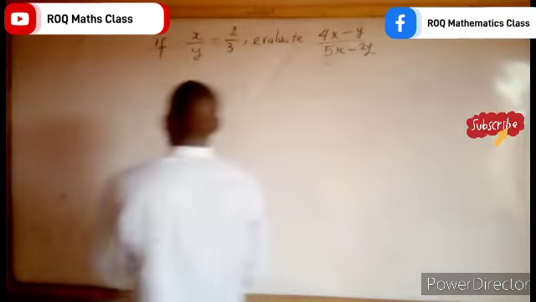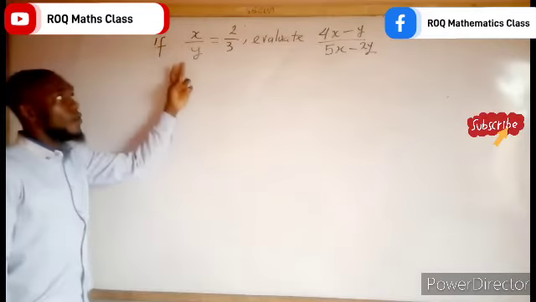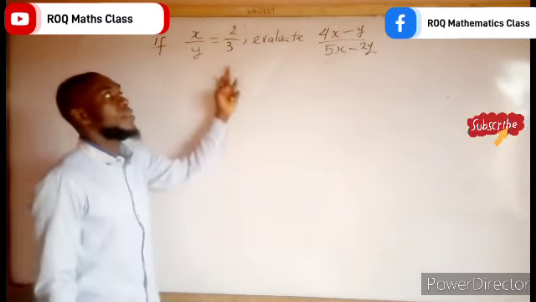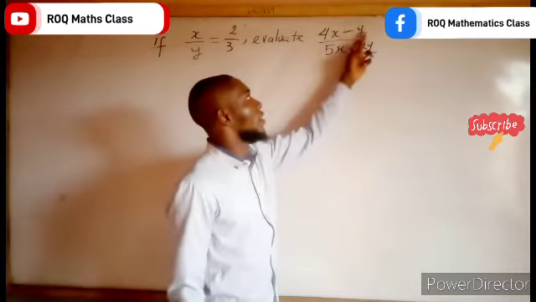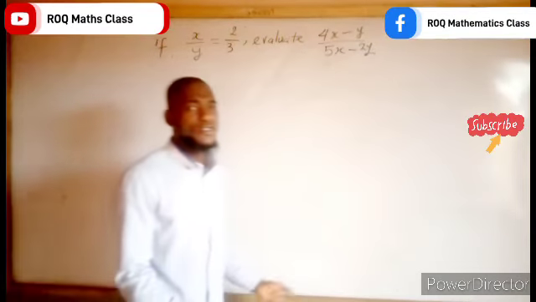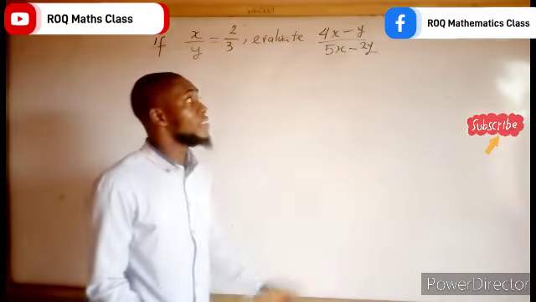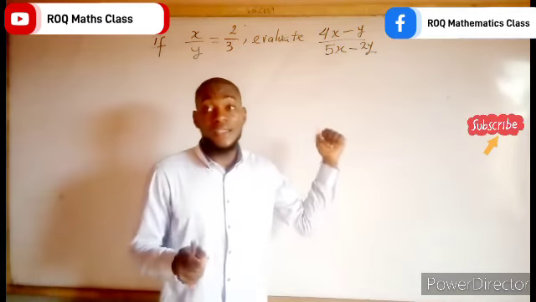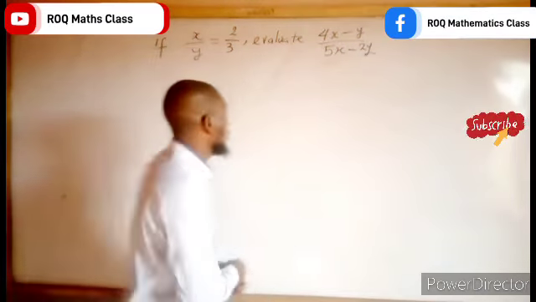This is the question: if x over y is equal to 2 over 3, evaluate (4x minus y) all over (5x minus 2y). Now, what you are going to do first is divide both the numerator and the denominator by y.